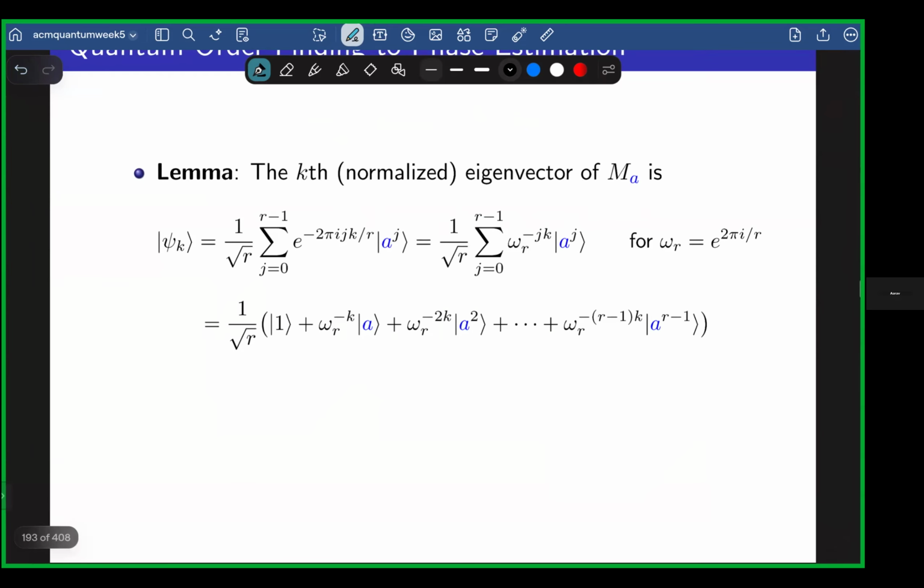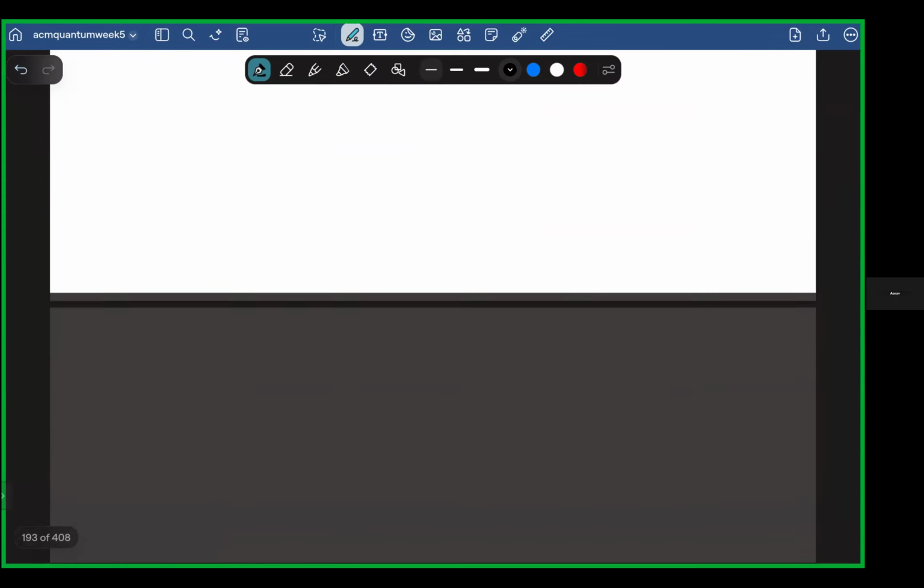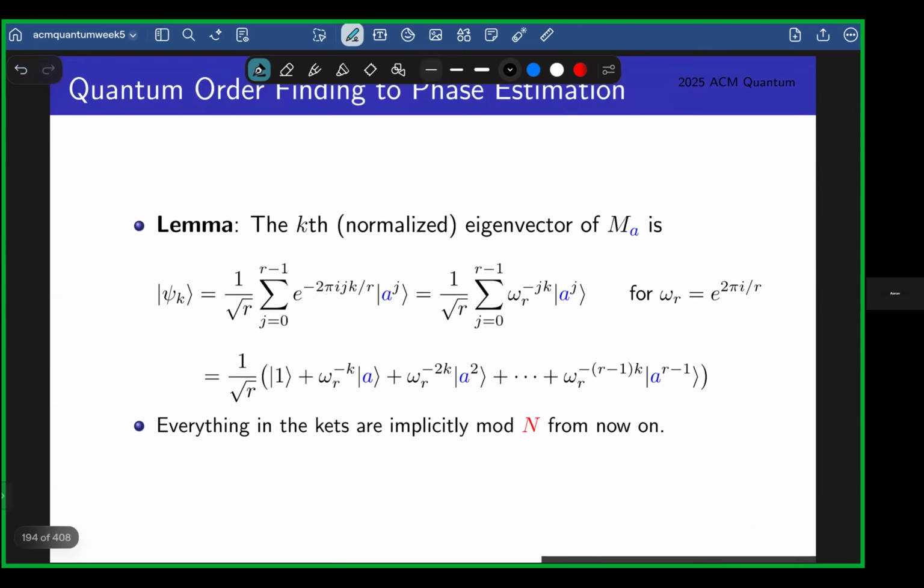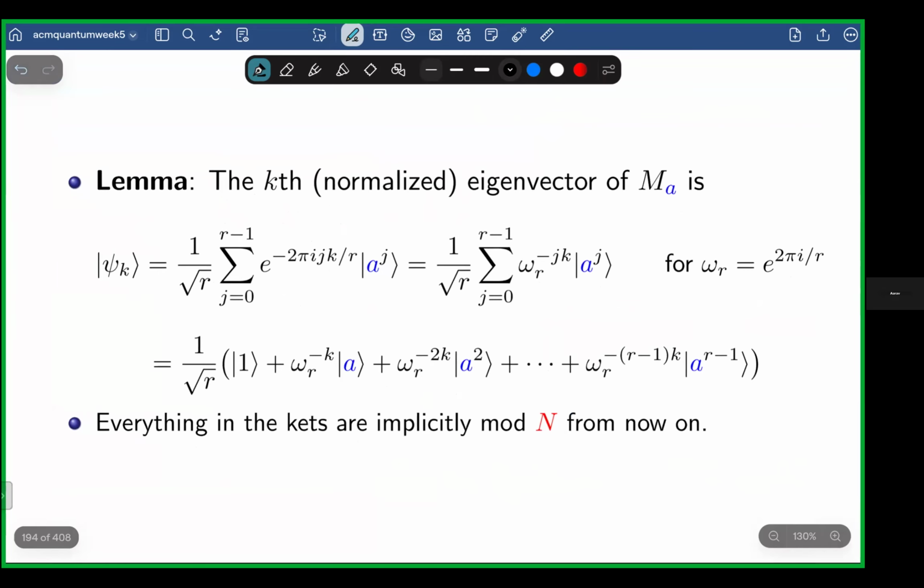Here's the expansion. Like I said, the sum of 1, a, a squared, and these coefficients are these omega r's with some powers. Yeah, that would be how you prove it, but I don't use that specifically in this proof, though you could do that as well. Also, these kets are mod n, but we're almost exclusively going to be working mod n from now on, so I'm going to drop it. It'll make things a lot cleaner.